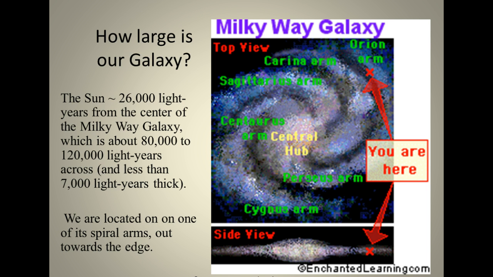If you said the light coming from the central hub was 26,000 years old, kudos, baby, you're right. Now, also in your notes, write that the distance across our galaxy is somewhere between 80,000 and 120,000 light years. So go ahead and write that.